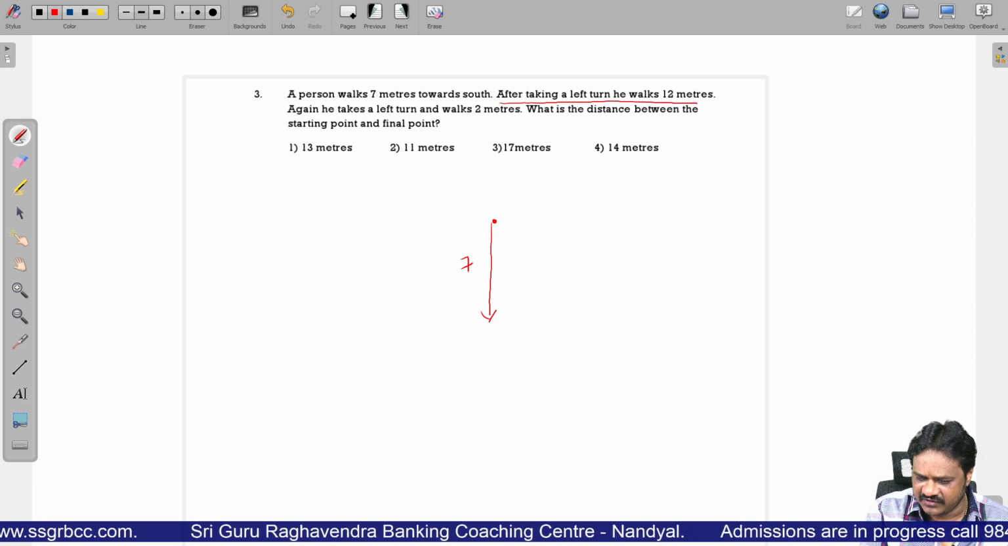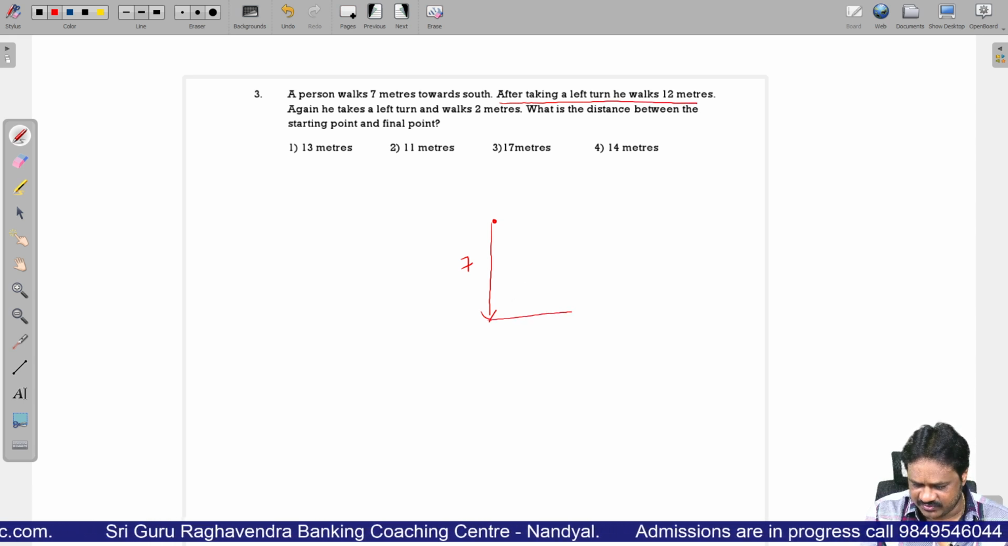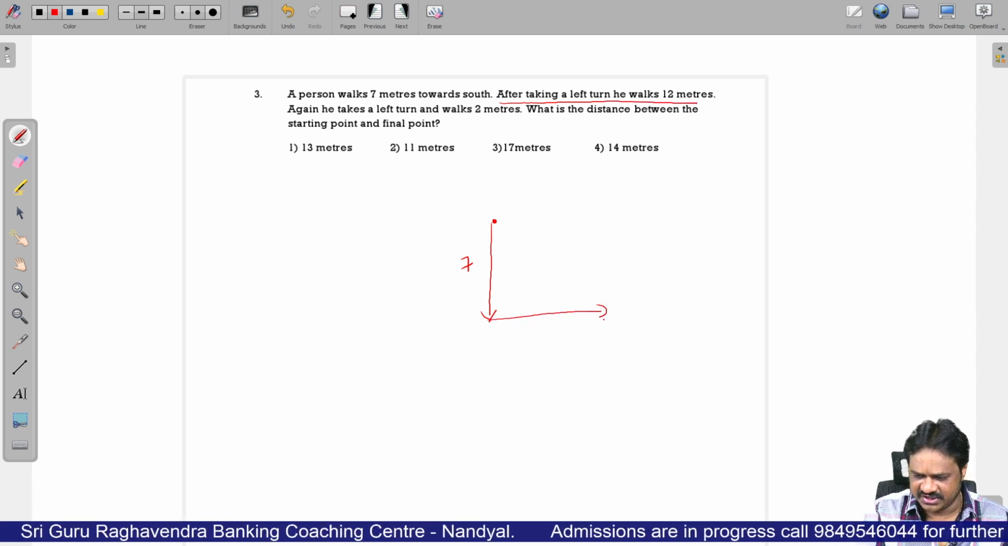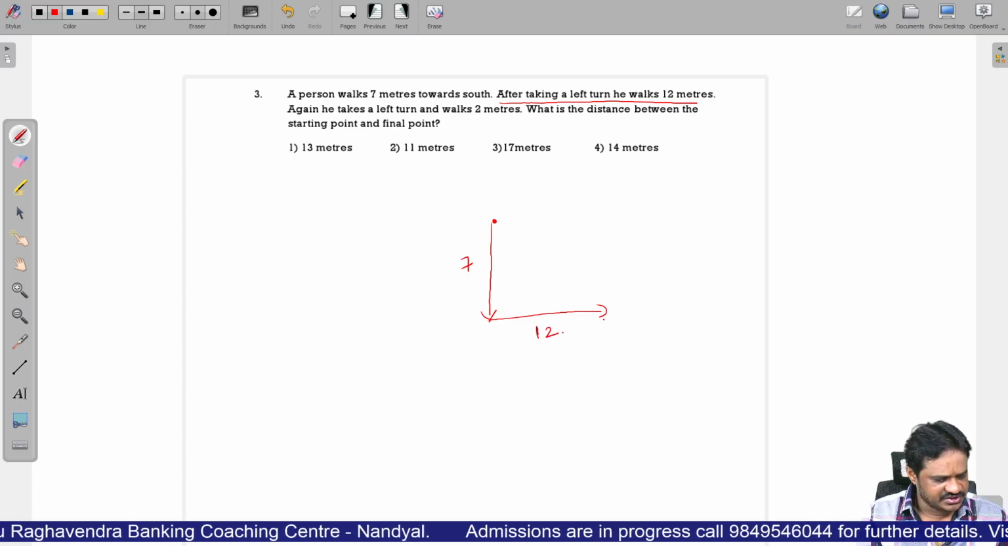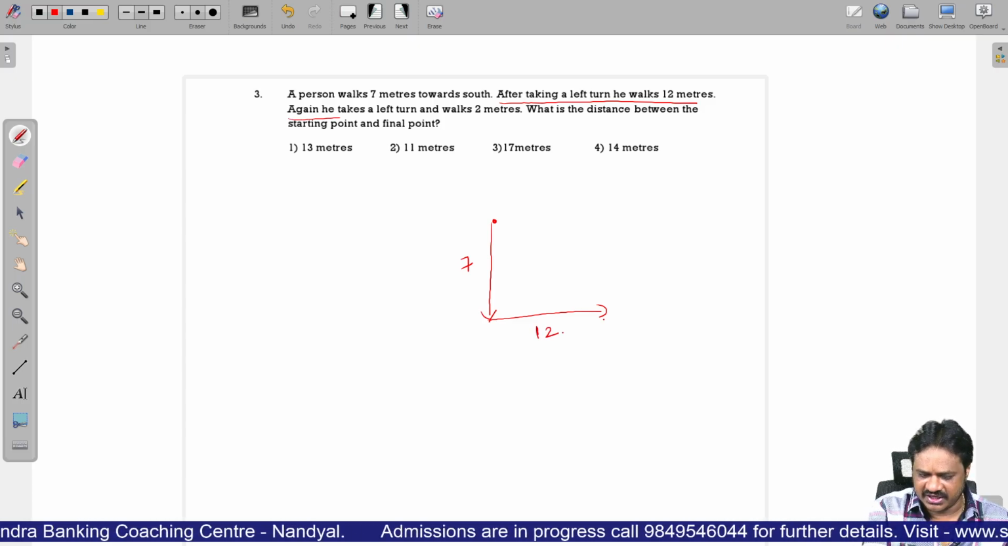After taking a left turn, now this is south facing, so left turn means you have to turn right. He walks 12 meters. Again he is taking a left turn.